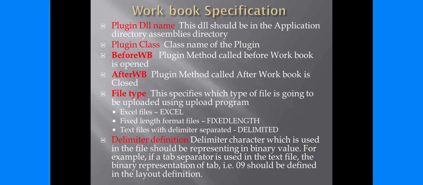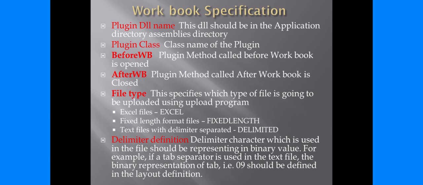Plugin class name of the plugin. Before WB plugin method called before workbook is opened. After WB plugin method called after workbook is closed. File type. This specifies which type of file is going to be uploaded using upload program. This could be Excel, delimited, tab separated, or fixed length format. Definition would be as follows.